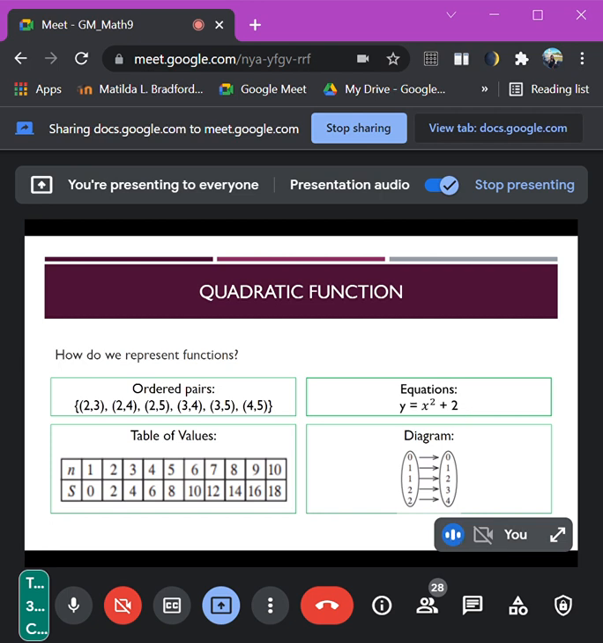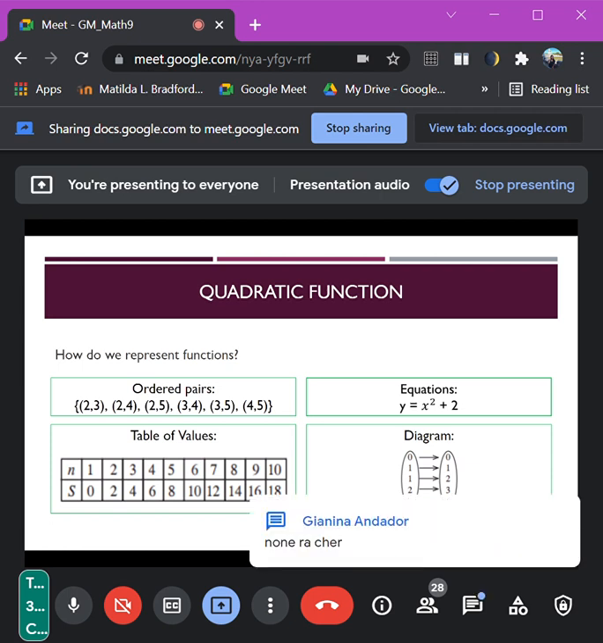So far, do you have any questions for representations of functions? Sige, ask lang. Don't be shy. Like questions? Okay, none.